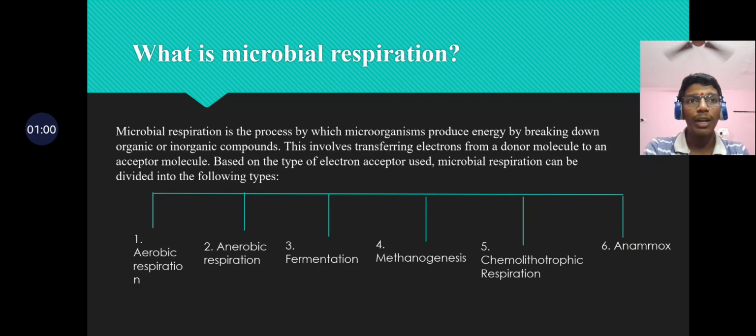Based on the type of electron acceptor used, microbial respiration can be divided into the following types: aerobic, anaerobic, fermentation, methanogenesis, chemolithotrophic, and anammox. Let us learn about each of them in detail.